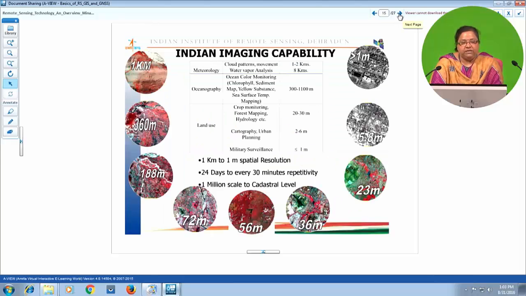Our imaging capability in terms of spatial resolution varies from as low as 1 kilometer for global and regional studies, to 1 meter, that is the cadastral level studies. So we can do meteorological applications like cloud pattern movement and water vapor analysis using the low resolution data, and oceanography studies can be done from 300 to 1100 meter resolution data, and for land we have a multitude of resolutions available for different applications, and the repeatability that is possible is from 24 days to every 30 minutes for different satellites.